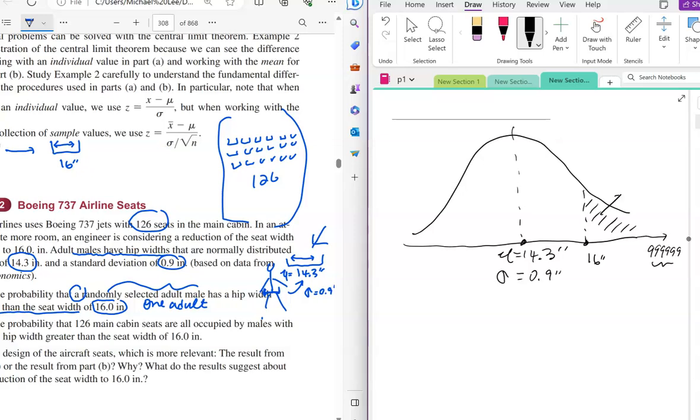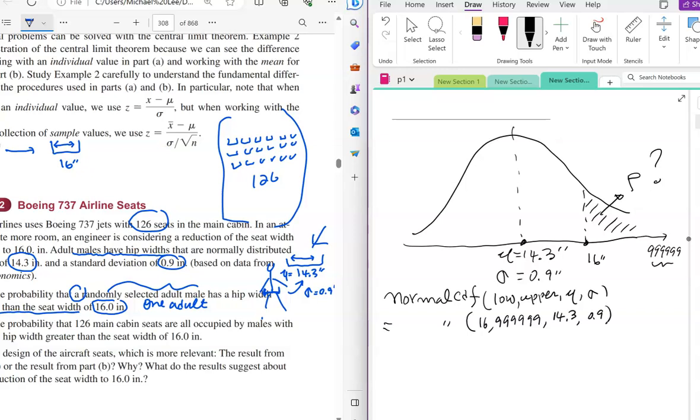To find this probability, you use normal CDF: lower, upper, the mean, and sigma. So in your calculator, normal CDF, low is 16, upper is 999999, mu is 14.3, sigma is 0.9, okay? You put that in the calculator. I'll show you how to put that in the calculator here.